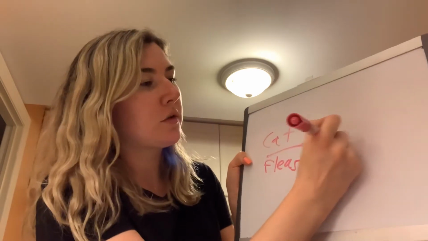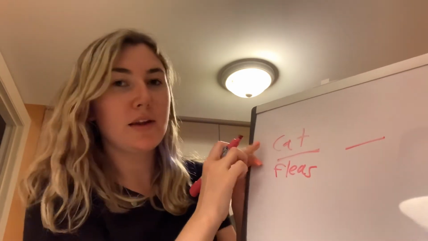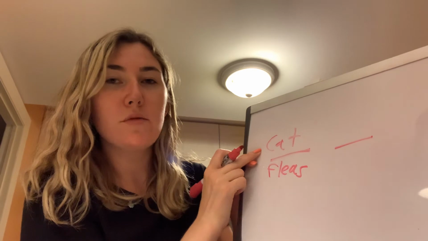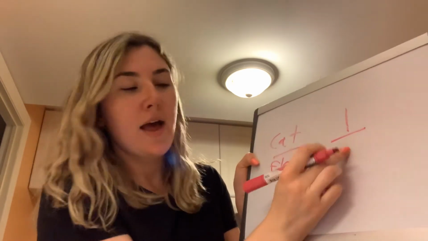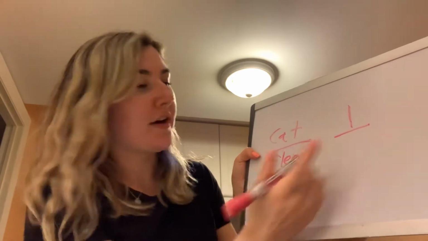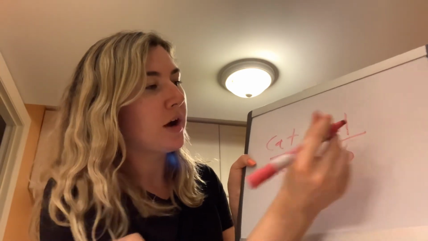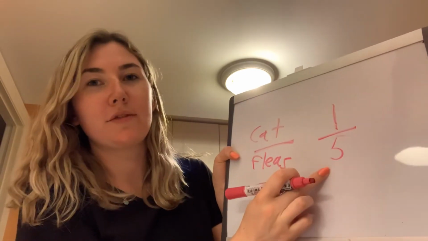And now we need to create our fraction. So we'll look at how many cats there were. It says every cat, which means just one. And then how many fleas? There were 5. So our fraction is 1/5. So you can pause this video, finish up part 8, and come back for our last part, which is part 9.